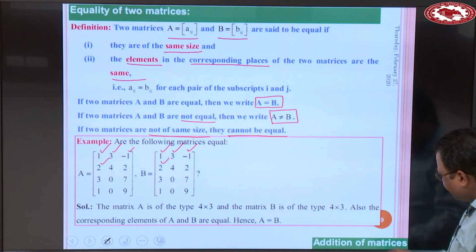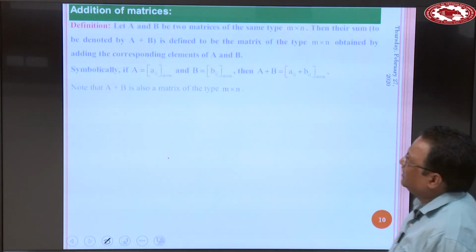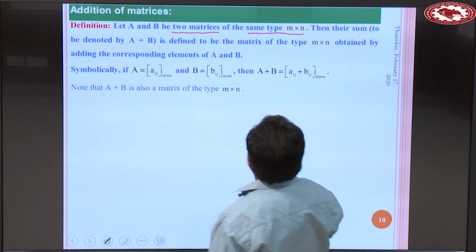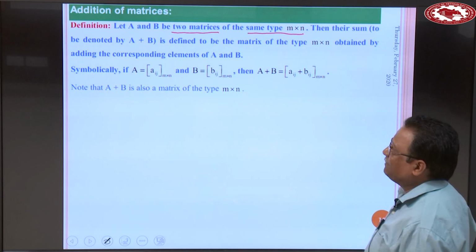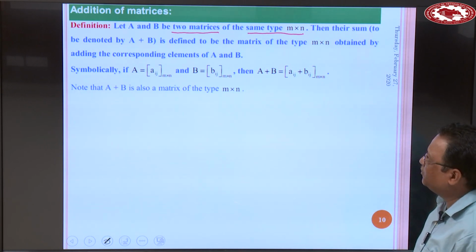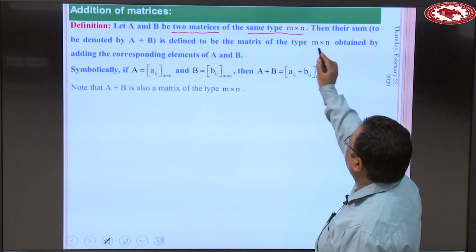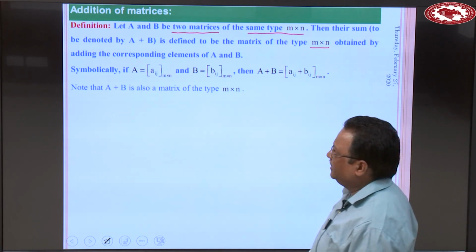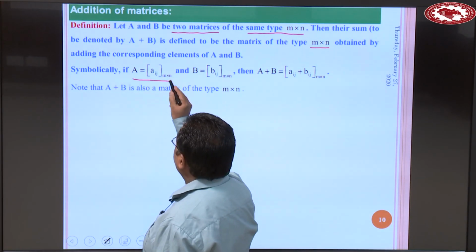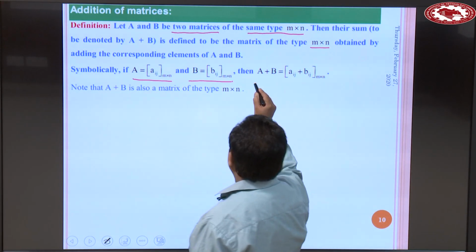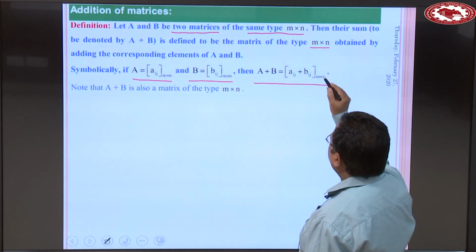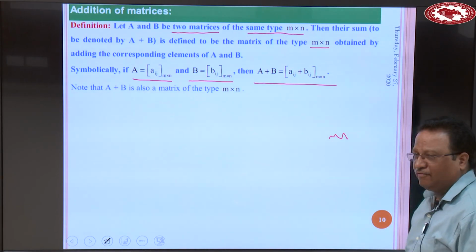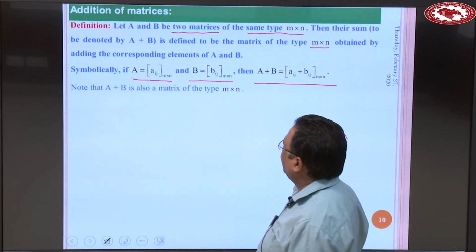Next definition is addition of matrices. Let A and B be two matrices of the same type m by n. Then their sum, to be denoted by A plus B, is defined to be the matrix of the type m by n, obtained by adding the corresponding elements of A and B. Symbolically, if A is Aij m by n, B is Bij m by n, then A plus B is Aij plus Bij m by n. So that A plus B is also a matrix of the type m by n.